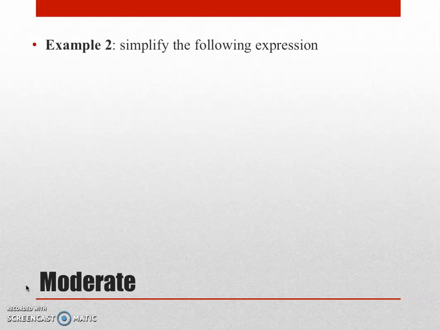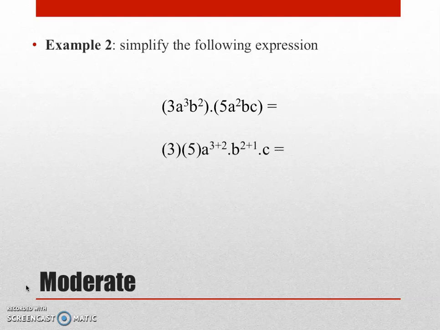Let's look at another example. We have constants as well here. So 3a cubed b squared times 5a squared b times c. Again, we multiply the constants by each other. We keep a, which will be to the power of 3 plus 2. We have b to the power of 2 plus 1, and c just stays the same. And that will give us 15 a to the power of 5, b to the power of 3, times c.